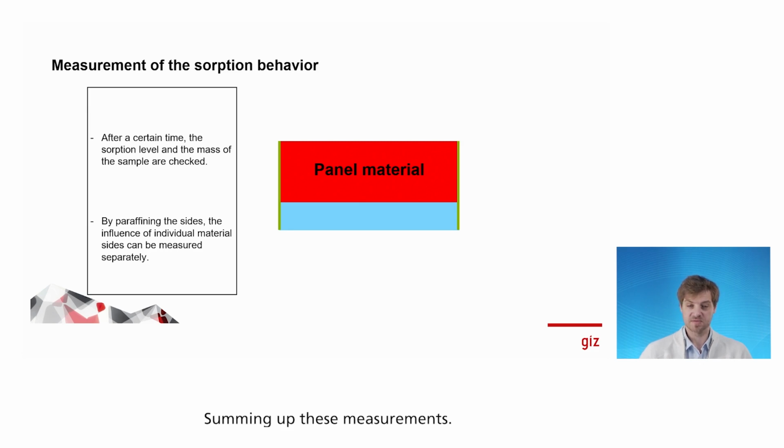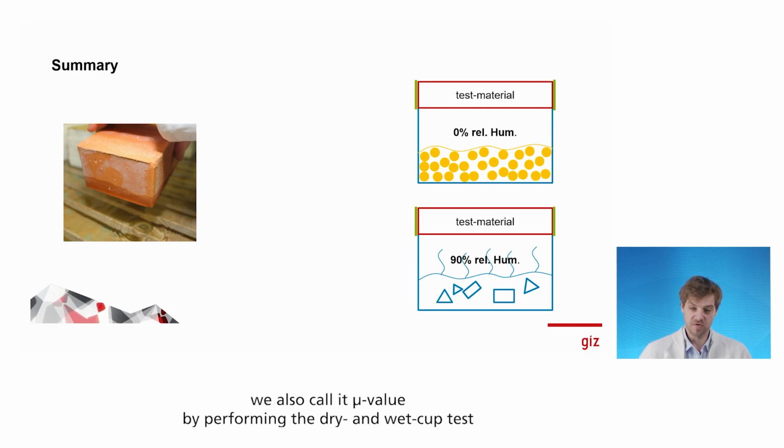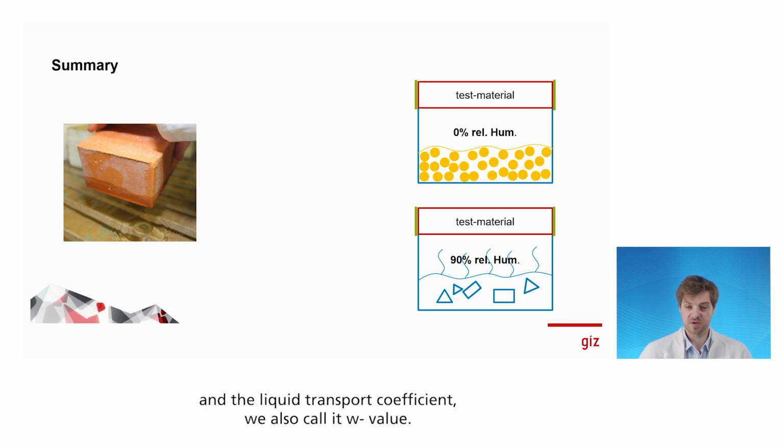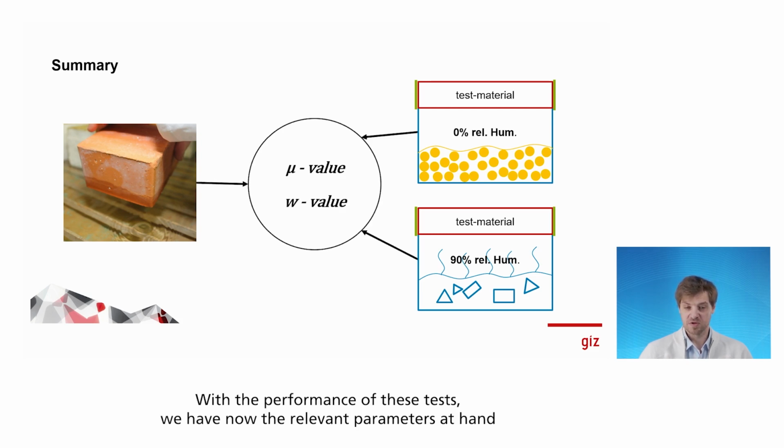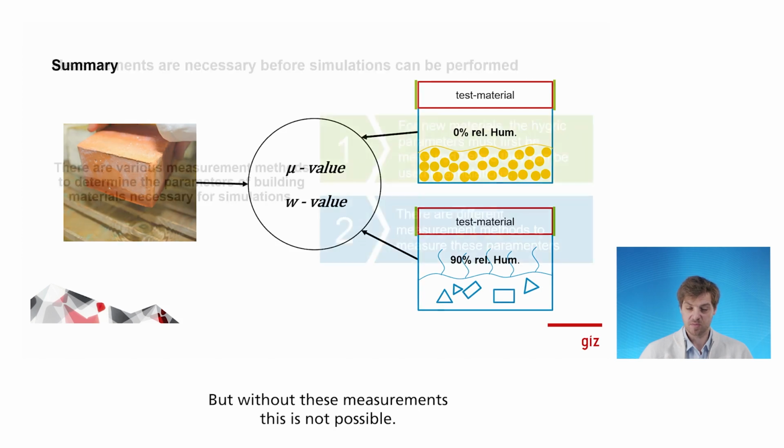Summing up these measurements, we have seen how to evaluate the water vapor diffusion resistance coefficient, which we also call mu value, by performing the dry and wet cup tests, and the liquid transport coefficient, which we also call W value. With the performance of these tests, we now have the relevant parameters at hand for a hygrothermal simulation in order to evaluate the durability of a construction. But without these measurements, this is not possible.